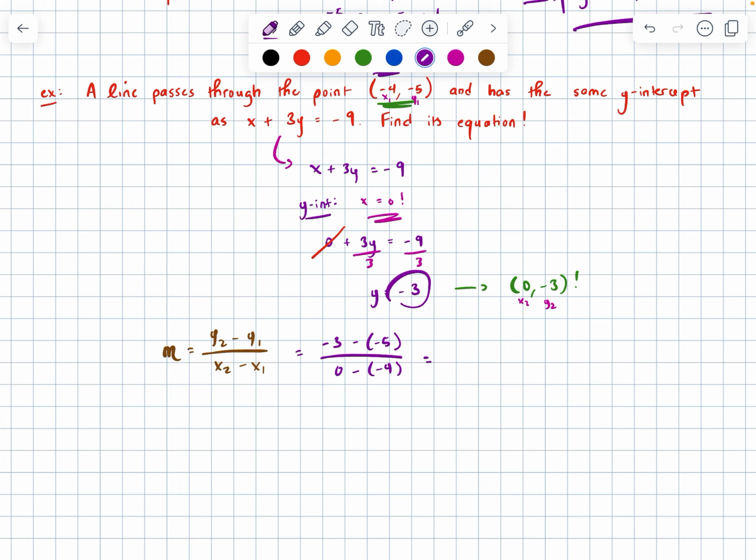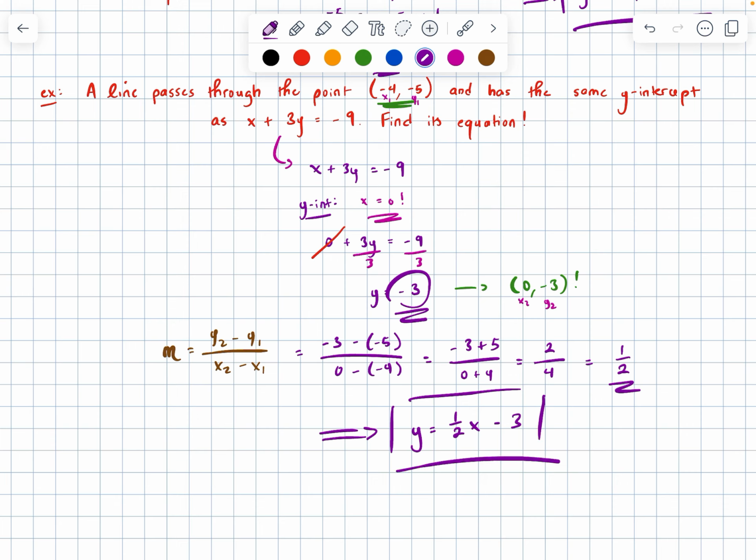my slope. -3 minus -5, well, that's -3 plus 5. 0 minus -4, well, that's 0 plus 4. -3 plus 5 is 2. 0 plus 4 is 4. That means slope is 1/2. So I know that my slope is 1/2. I know that my y-intercept is -3. Slotting both of those pieces of information into place, I know that y is equal to mx, so 1/2 x, plus b, so -3. Very nice.